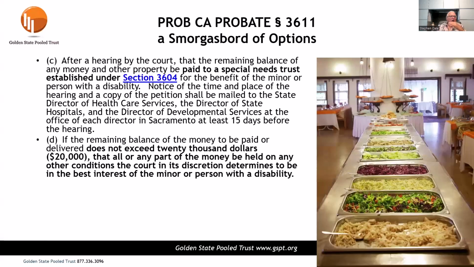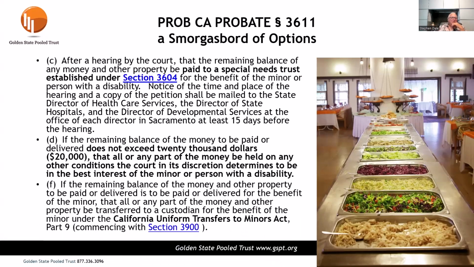So there you go. If the remaining balance of the property does not exceed $20,000, any or all of the money can be held under conditions of the court, in its discretion, that are in the best interest of the person with the disability. Okay, so if the remaining balance is paid or delivered for the benefit of the minor, all or part of it can go into a Gift to Minors Act account or a California Uniform Transfers to Minors Act account.